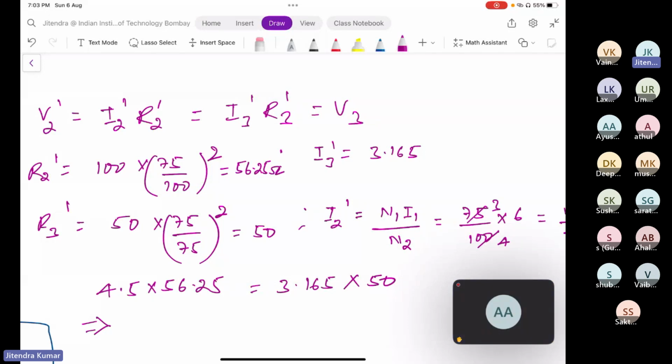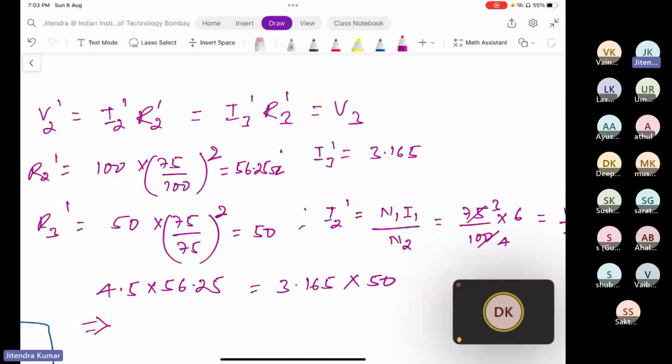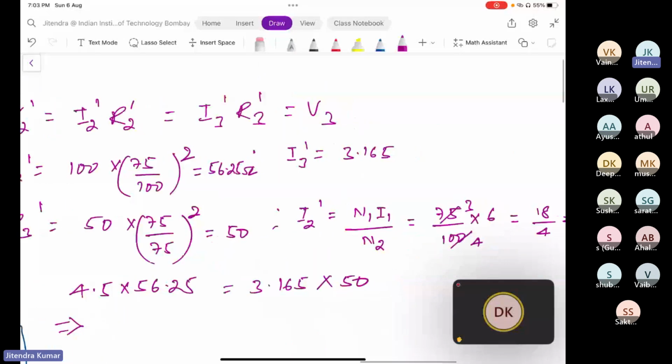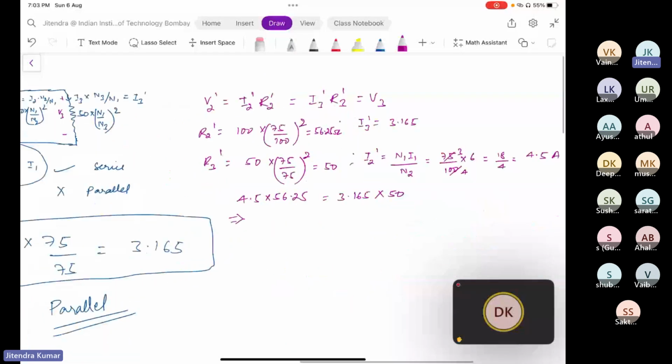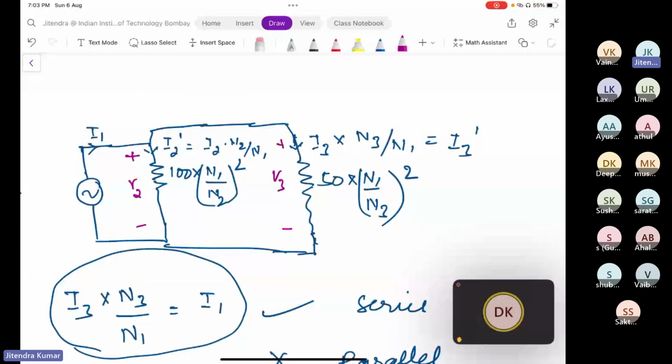No, sir. Clearly, you can see that both of them are not the same. So it means apparently we cannot, but there might be some calculation mistake. Otherwise, they should be equal, right?